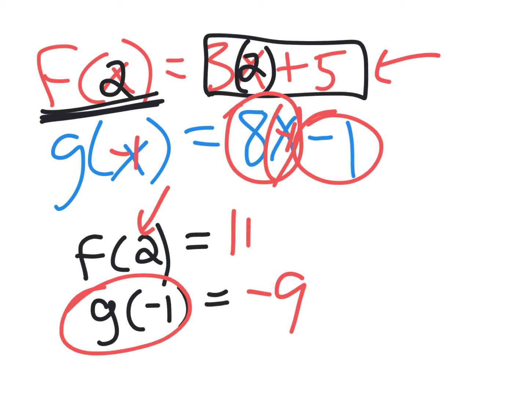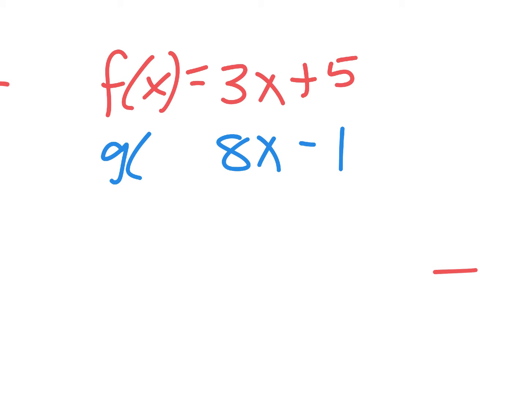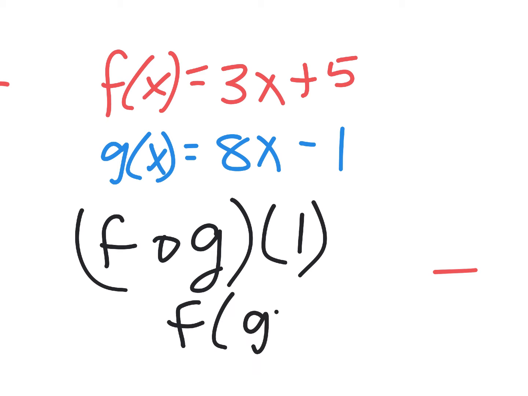Now, we're going to take those same 2 functions, and I'm going to rewrite them just to make it really clear. 3x plus 5 and 8x minus 1. And this was the f of x function. And here's the trickier kind. What if I say, what is f of g of 1? Another way to write that is this, f of g of 1.